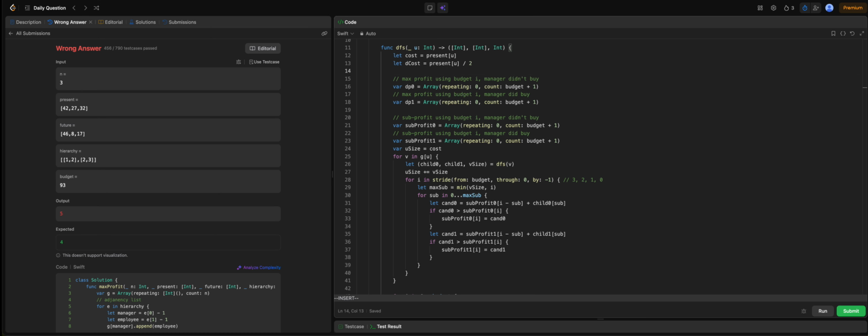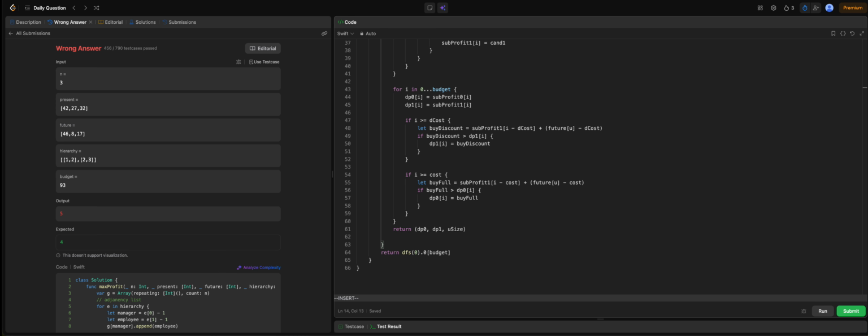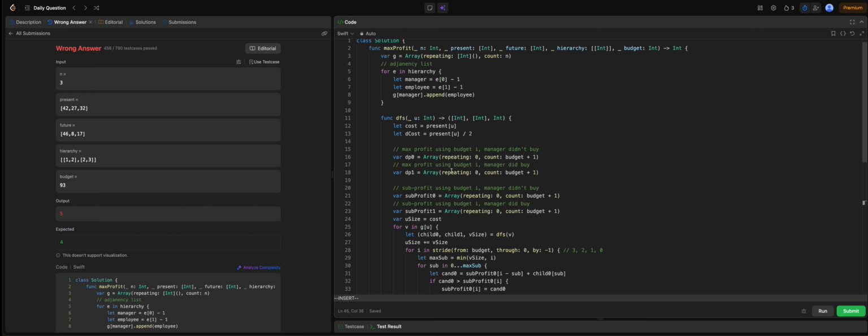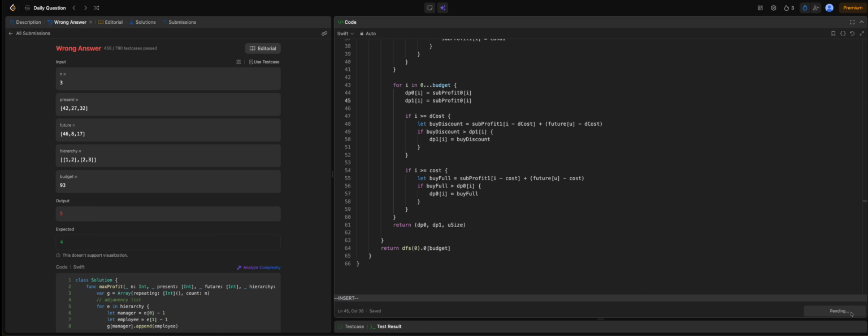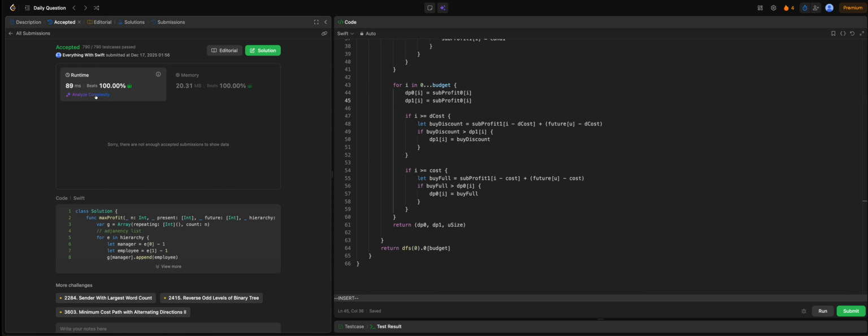I think only one thing is wrong with the budgeting in here. So if we come to the budgeting here, oh, my bad. That should be the original price, because since we are using the manager did buy, what we should do is use the approach where the manager didn't buy. Okay, let's try. How could I miss that? All right, that saved my day totally.